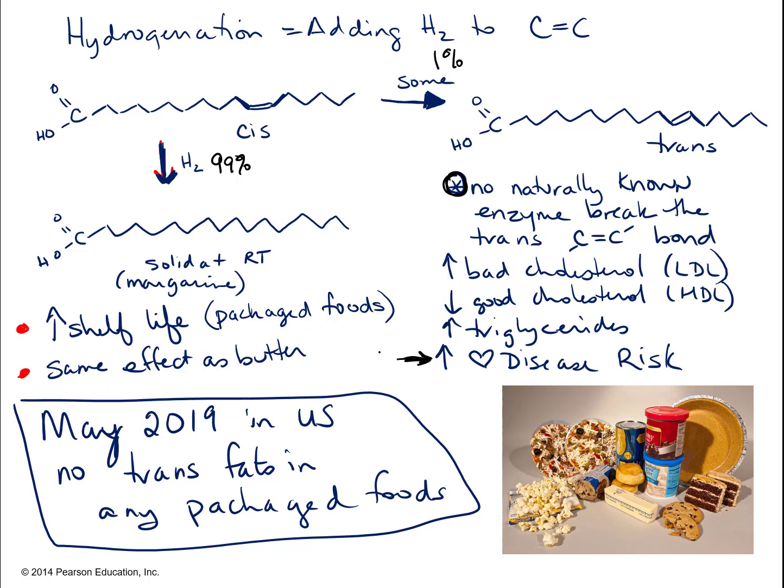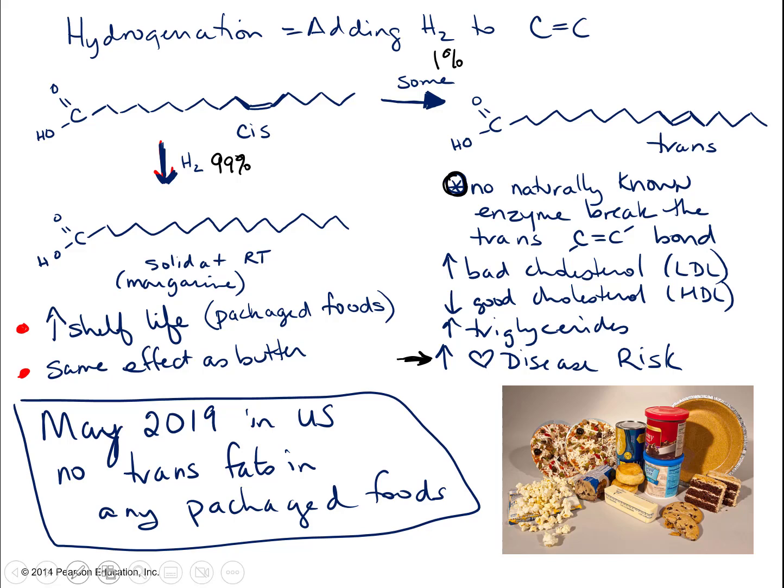So this is where the pushback came. Food manufacturers were like, we can't be ready. We can't get rid of it in 2000. No, we need more time. So they kept pushing it back. Then they were like, 2013 has to be done. And then 2013 rolled around, and they were like, okay, can I have a little bit more time? So it was finally in May of 2019 that none of these foods is allowed to have more than 0.5 gram of trans fats per serving.